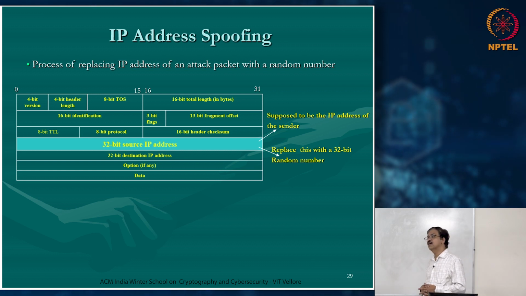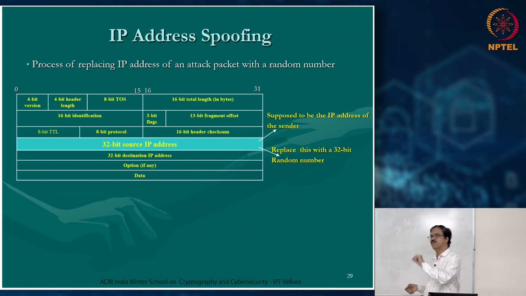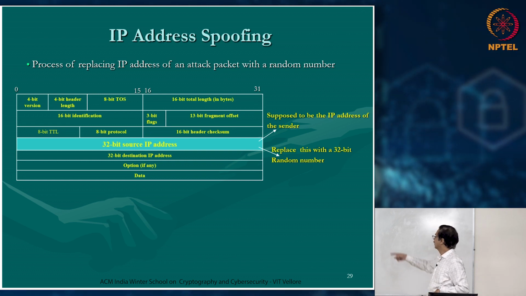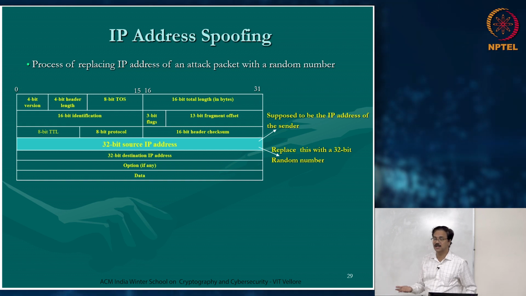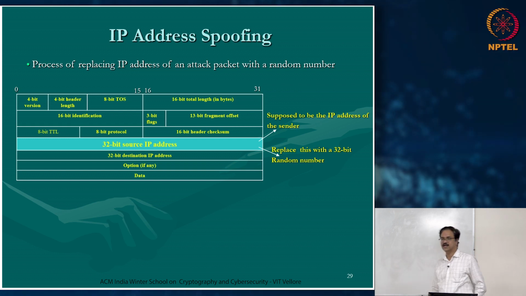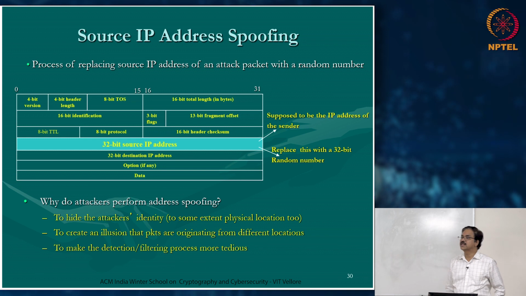So what would happen? Filtering will become much more difficult. Otherwise, you just identify one IP address and filter the traffic. Now, if I spoof millions of packets, you will end up filtering every address in the internet, and probably that is what the other guy also needs. Now, where do you do destination IP address spoofing?